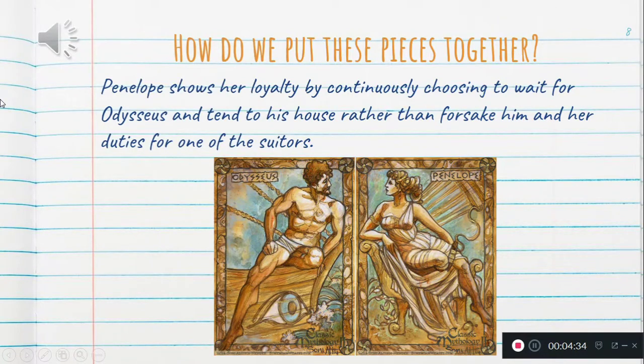As I'm sure is very clear, Penelope is a loyal wife, and we've shown this by analyzing her behavior throughout the story. She shows her loyalty by continuously choosing to wait for Odysseus and to tend to his house rather than forsake him and her duties for one of the suitors. So we started out with the big picture of her as a person and then took it apart into her individual behaviors that make up her personality, and decided that she is indeed loyal based on taking apart her personality.